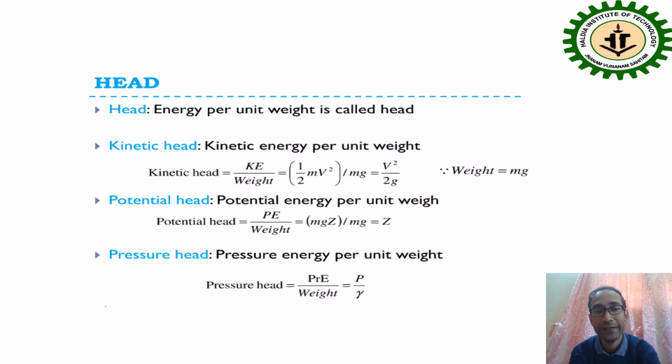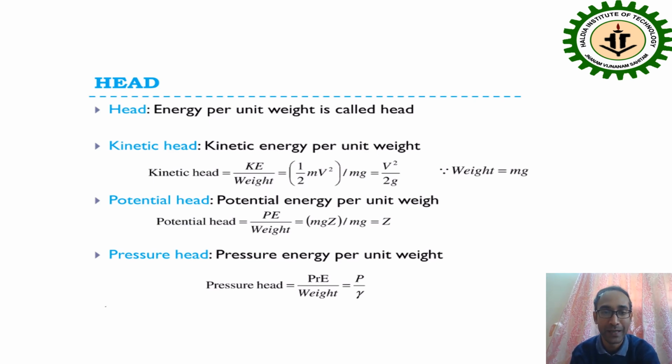So different heads are important for this module. So what are the different heads? Kinetic head, potential head, pressure head, and total head. But you have to know what is head. We can say that the energy per unit weight is called head. So what is kinetic head? Kinetic energy per unit weight.